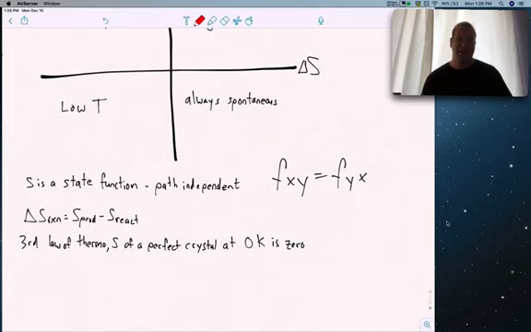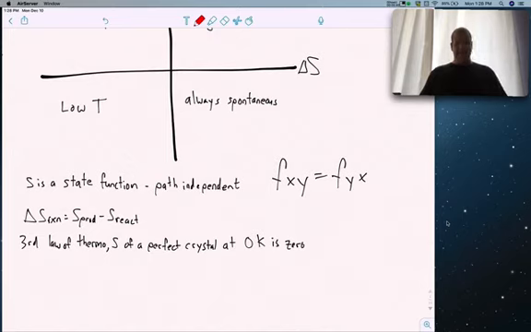So entropy S, G, Gibbs energy, H, enthalpy, E, internal energy, A, Helmholtz free energy we didn't talk about. These are all path independent things. So work and heat, these are path dependent. They don't have exact differentials. But since entropy is a state function, it doesn't matter, it's path independent.